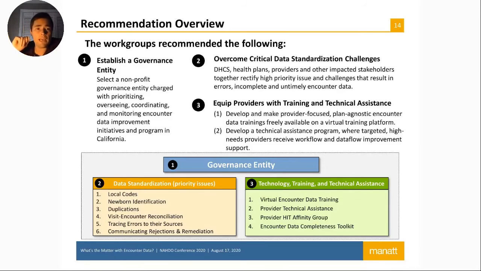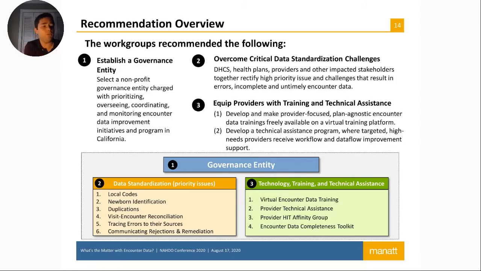We're helping the state right now think through 3 solution areas and to improve encounter data going forward, including establishing an overarching governance entity, which I think APCD-like agencies can play a key role in helping to facilitate in their own individual markets, overcoming key critical data standardization challenges such as local codes and their unique reporting, and then working very closely with providers on training and technical assistance.